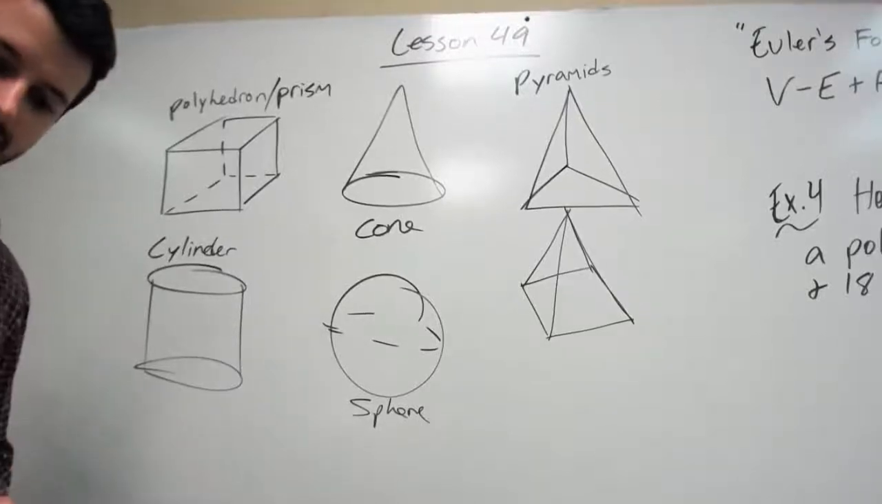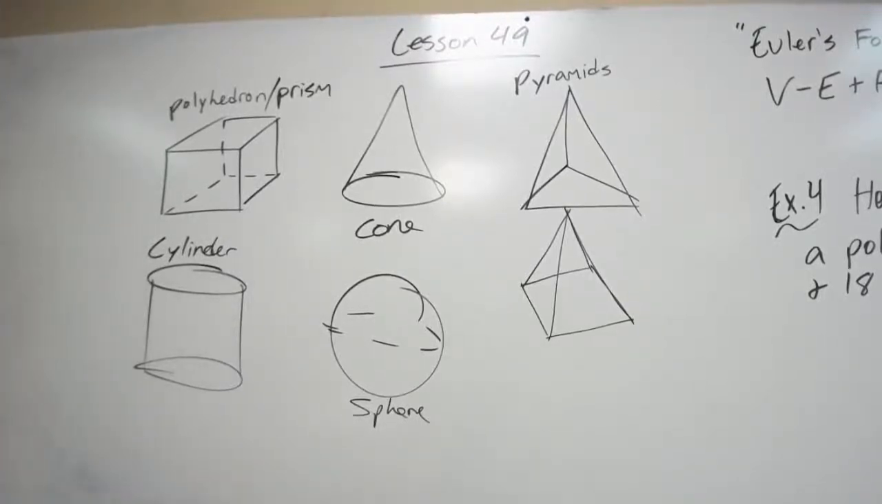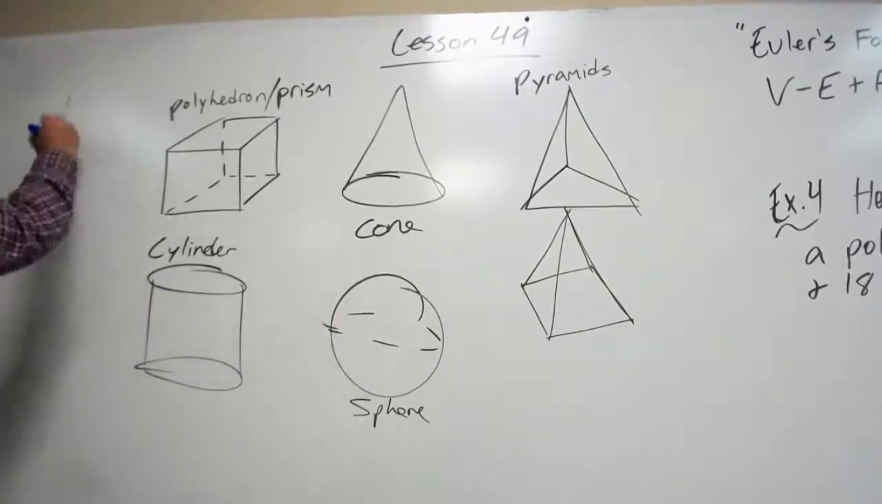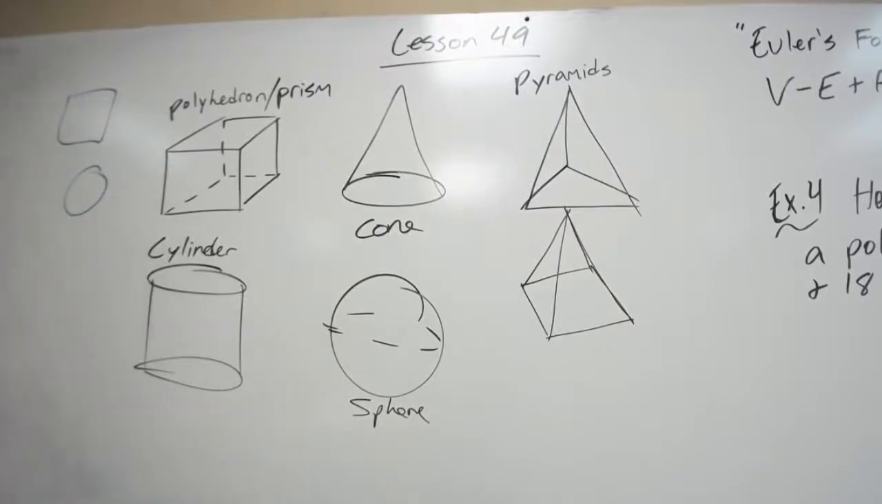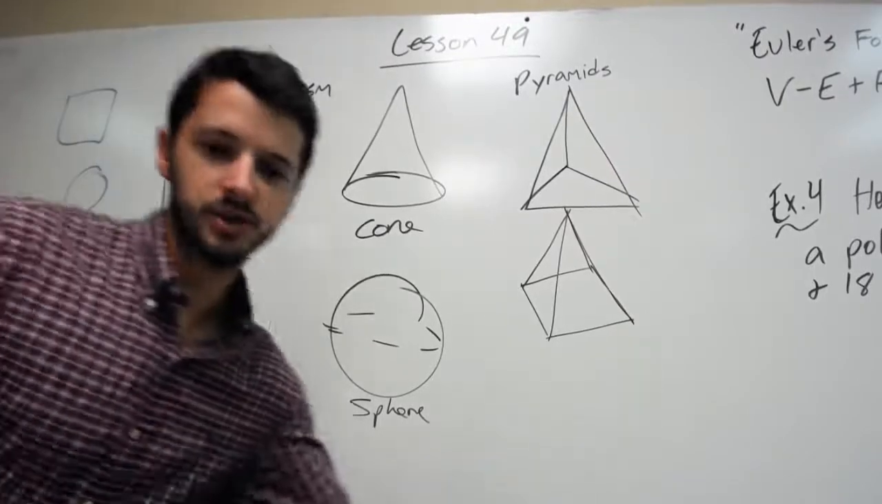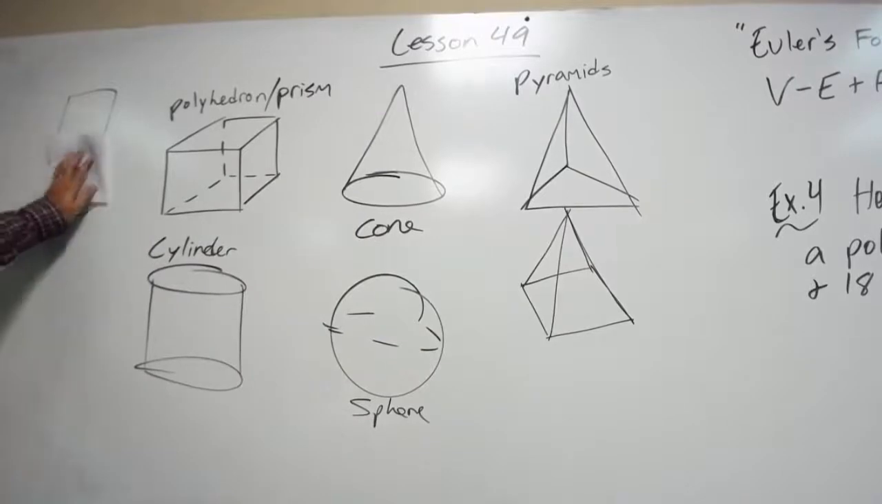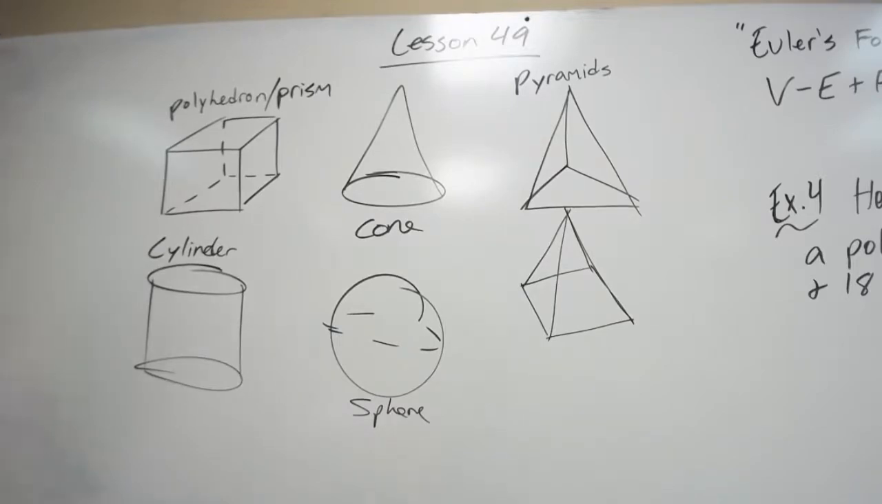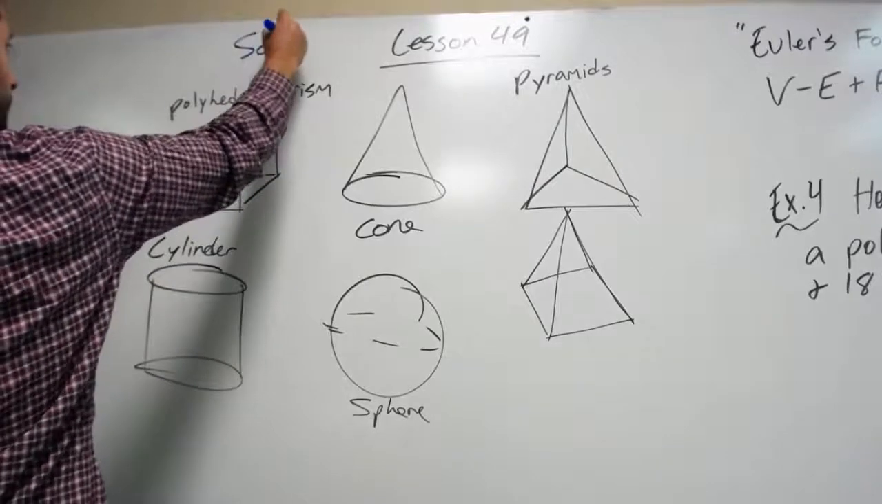Lesson 49, we're going to introduce solids in geometry. Now what a solid is, it's basically a three-dimensional figure. We have been having squares, circles, different things like that. Those are two-dimensional figures, and so those are not solids. So I'm going to show you different examples of solids. All these fall under that category.